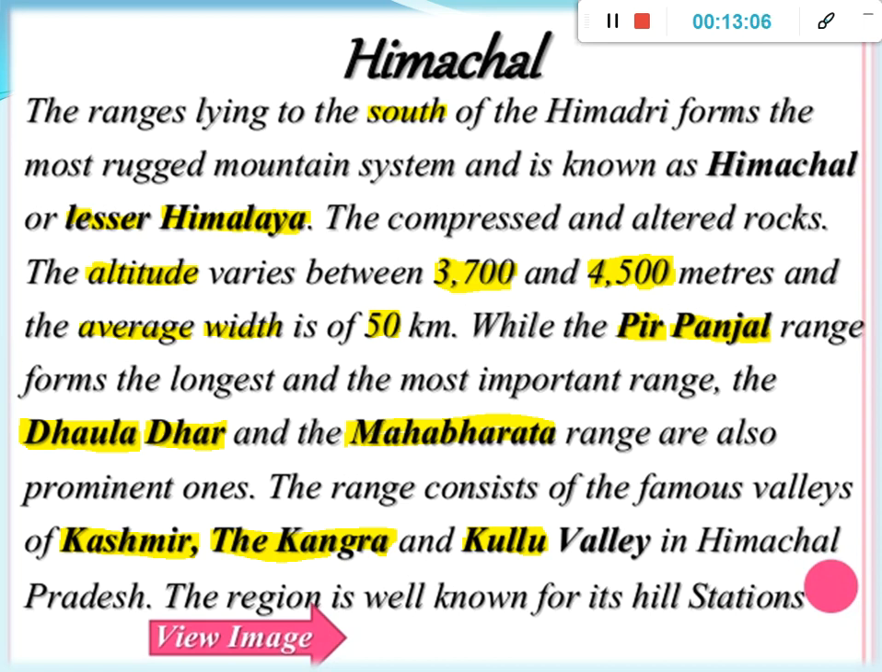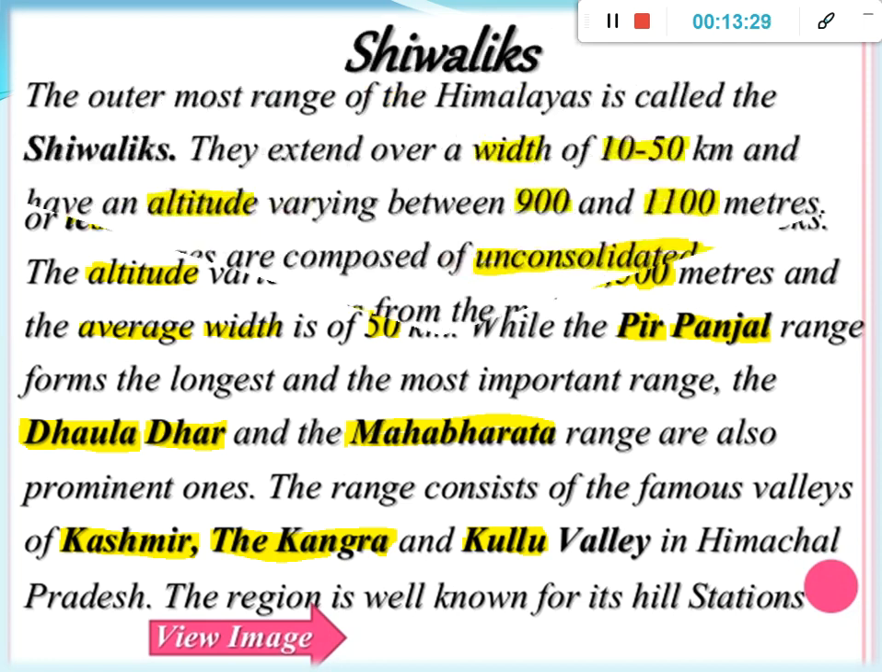The average breadth is almost 50 kilometers. The most famous peak here is the Pir Panjal, which is the longest range. Then we have the Dhauladhar and Mahabharat, and among the famous valleys here we have Kashmir, Kangra, and Kullu. So it is known for its hill stations.